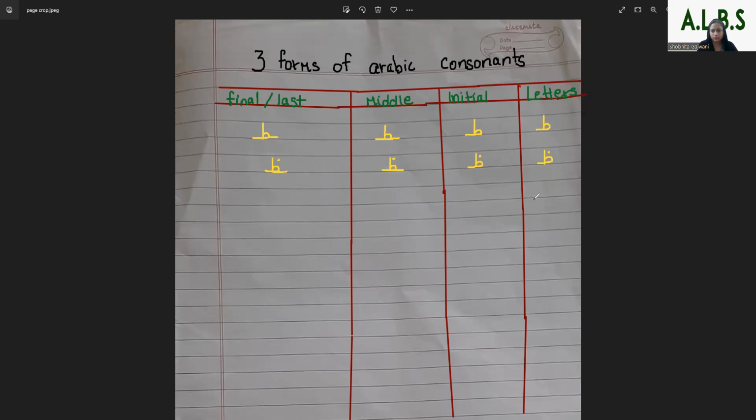Now the next one, Ain, Ghain. These two form one family and these two form the other family. Ain. Initial part, it is written like this. Middle one, it is written like this. And the final one is written like this. Now the next is Ghain. It is same like Ain. Difference is placing the dot.